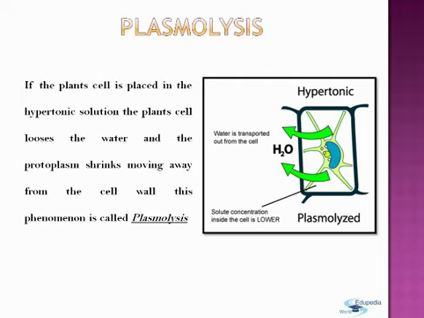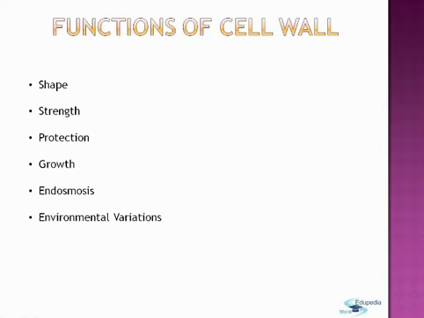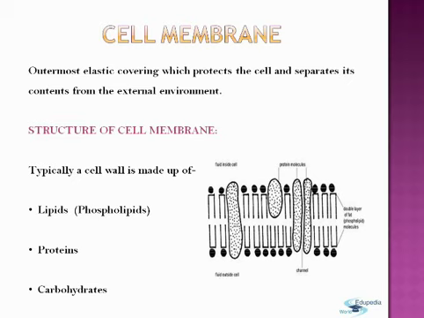Now, having seen the structure of the cell wall, let us discuss what are the functions of the cell wall. It provides the shape to the cell. It gives the extra strength to the cell. It also gives the protection to the cell from the harsh conditions of the atmosphere. It helps to a certain extent in the growth of the cell, as it helps in the entry and exit of the materials that are required for the growth. It helps in endosmosis, that is the moving in of the materials, and it helps to protect the cell from the various environmental variations. Now this was the first outer covering.